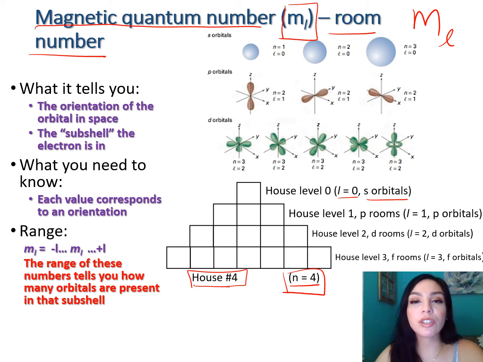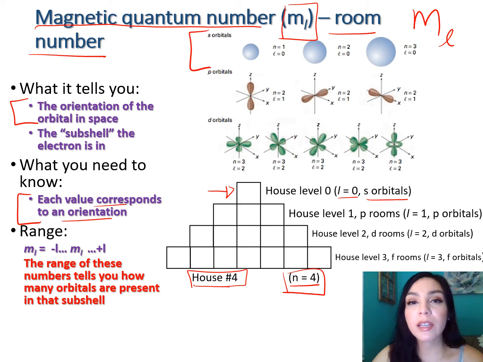Now, each of these levels have a certain amount of rooms within them. So you can see here, for example, house level 0 only has 1 room, and we're counting the rooms as squares, right? It only has 1 room. How do we explain that? Now, this has to do with the orientation of the orbital. So the magnetic quantum number tells us the orientation of the orbital. So each value corresponds to a certain orientation.